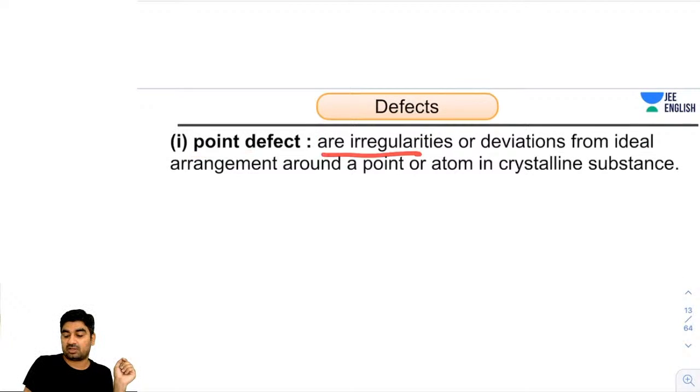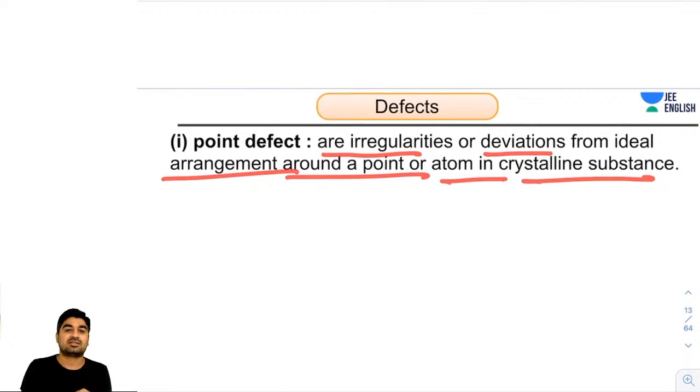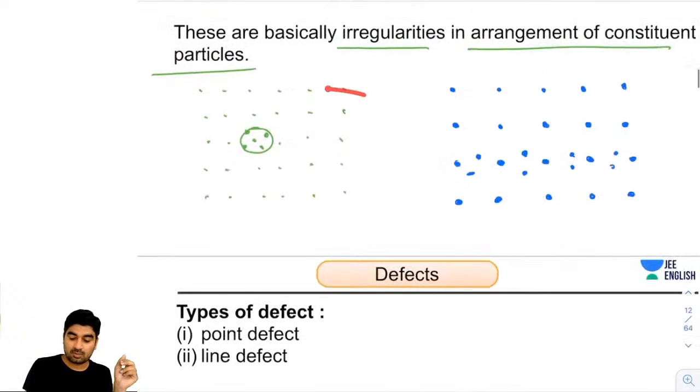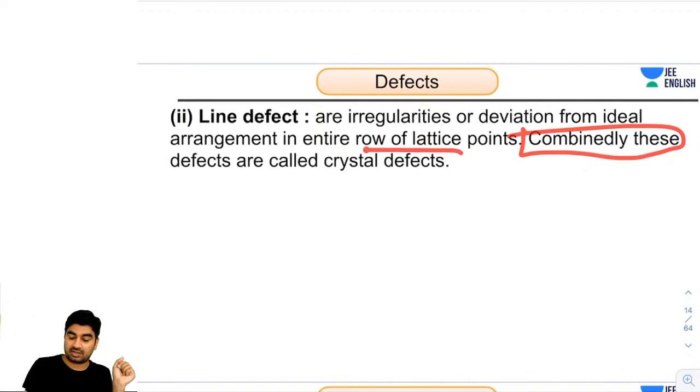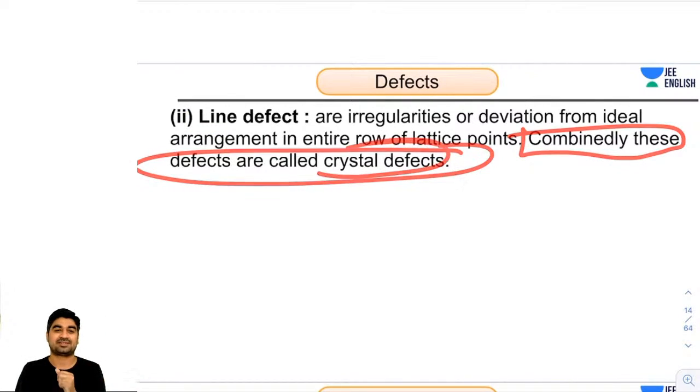If irregularities or deviations from the ideal arrangement are around a point or atom, then such a defect is called a point defect. Just make this diagram for it. And if deviations are along a line, if irregularity or deviation from ideal arrangement is along an entire line, then this defect will be called a line defect. And guys, combinedly, line and point defects are called crystal defects.